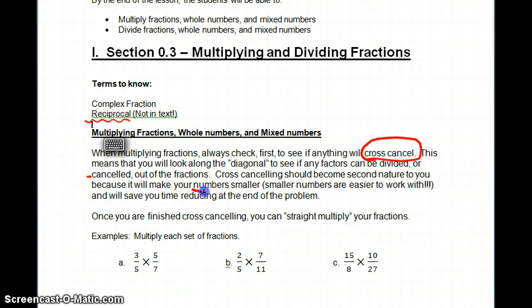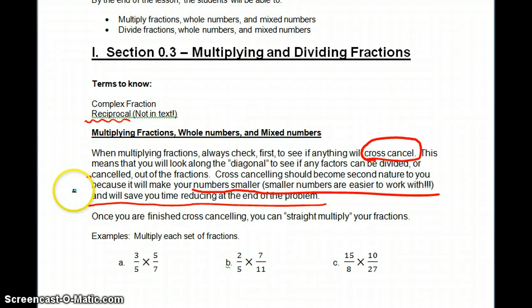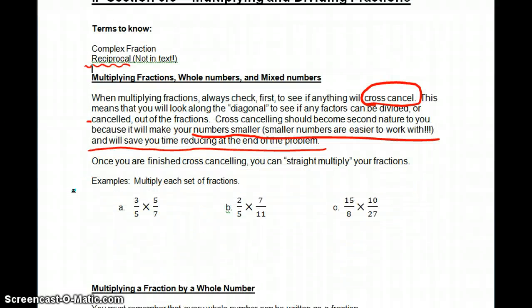And it will be a reoccurring theme with me that smaller numbers are easier to work with, and they will save you time reducing at the end of the problem. Smaller numbers are not just easier to work with, but smaller numbers leave less room for error. So please get in the habit of checking to see if things are going to cross cancel. So let's look at example A.